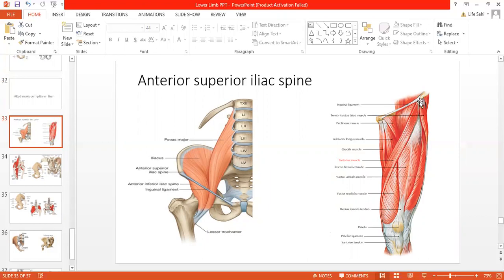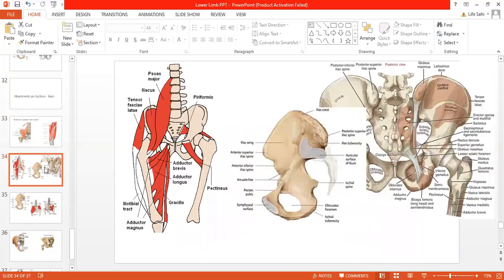Also, its proximal attachment extends just above the small notch or notched area just below the anterior superior iliac spine. So sartorius also extends to some part of the upper area of this small notched depression, which is located just below the anterior superior iliac spine and just above the anterior inferior iliac spine.